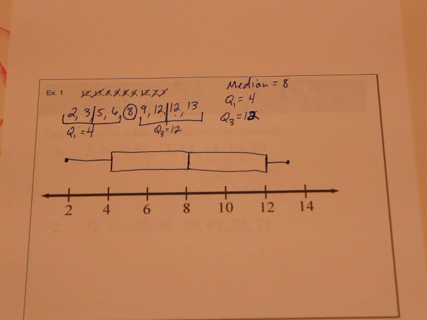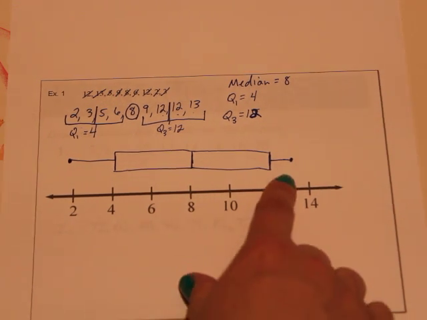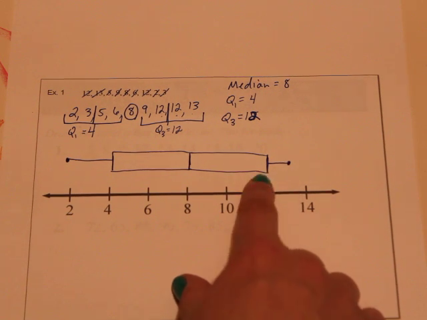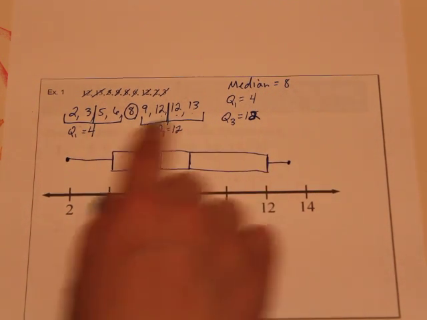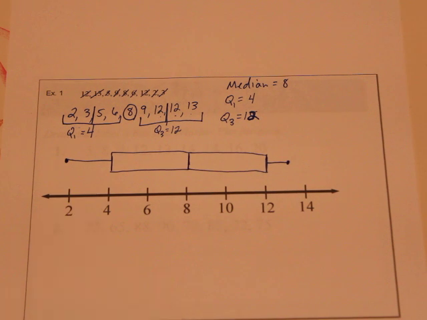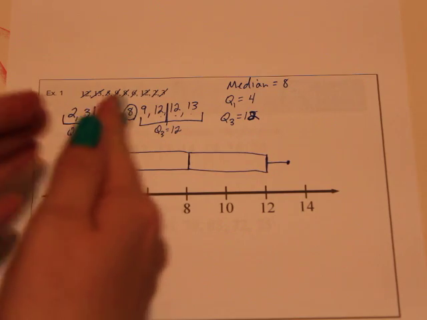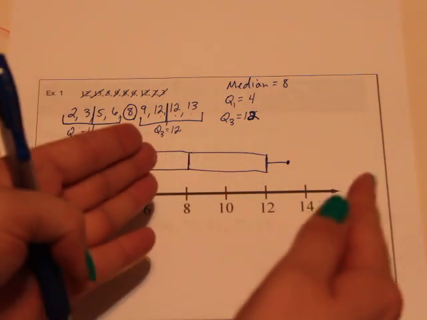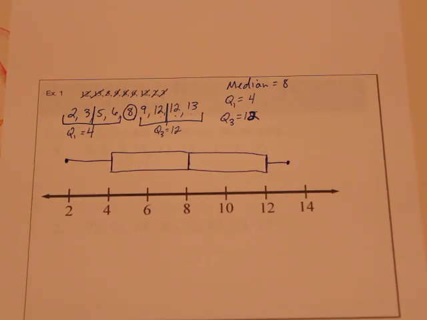Okay, and if you look at this here, it seems that the highest value is closer to Q3 than our lowest value is to Q1. So on the bottom half of your data, things are a little bit more spread out. On the top half, things are a little bit closer together. Okay, so that's kind of how you interpret these graphs.